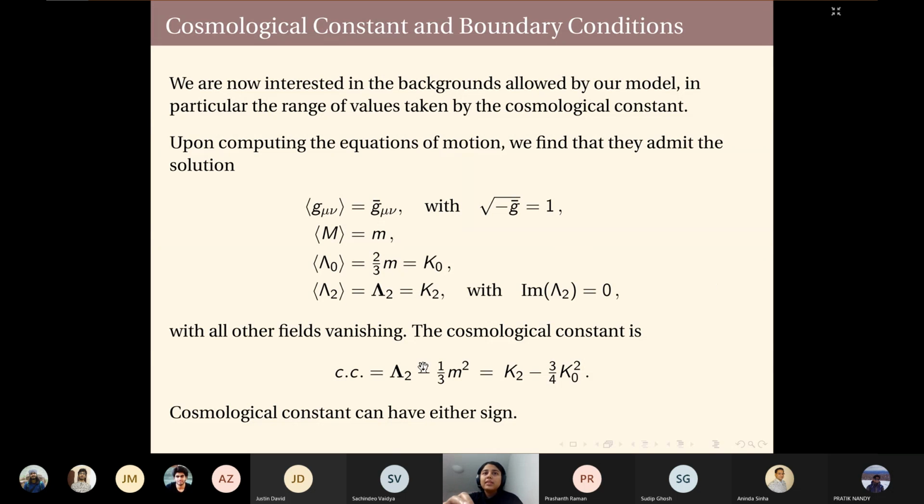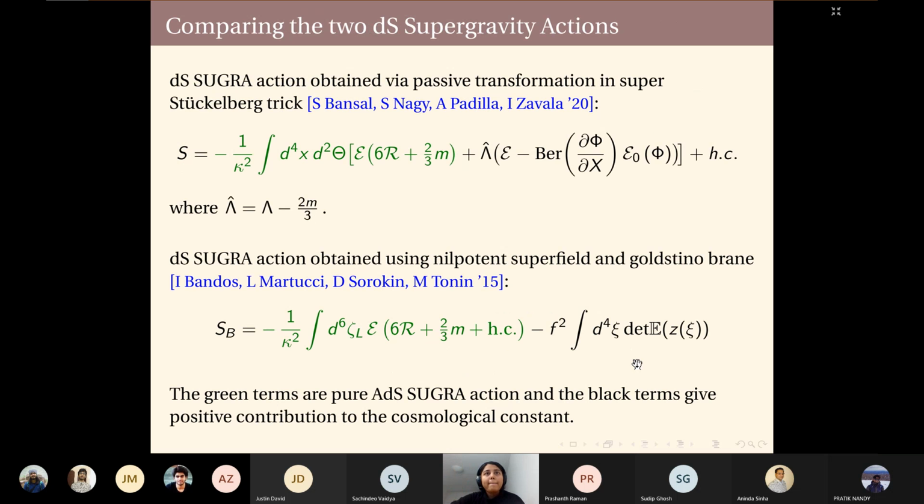And from the solution, we can see that the cosmological constant takes this value. Here, K2 and K0 are arbitrary, so the cosmological constant can be both positive or negative. This is how we see that this theory allows for de Sitter solutions. I have now shown the construction of the Stückelberg unimodular supergravity action, which gives us de Sitter solutions.